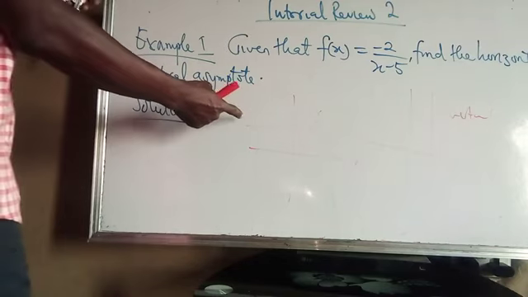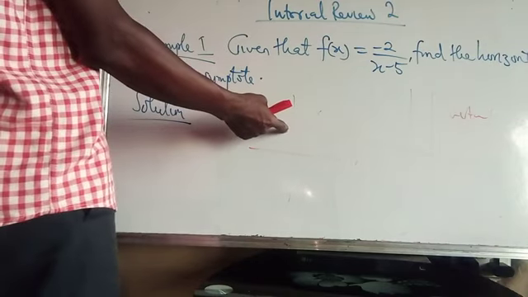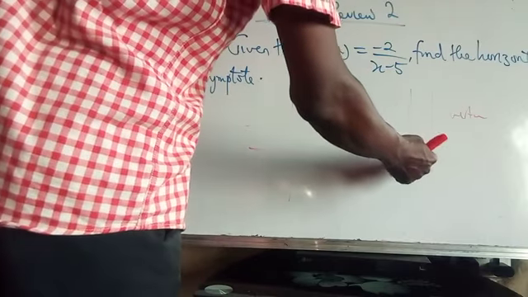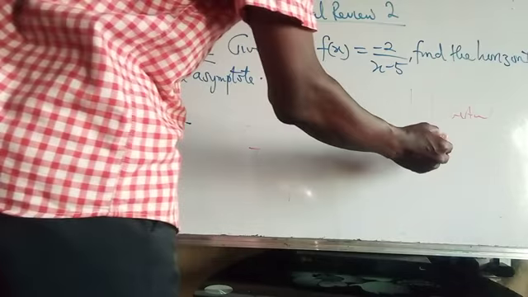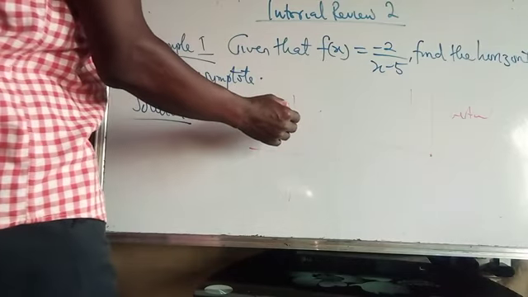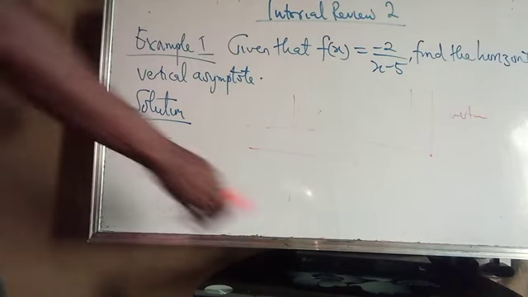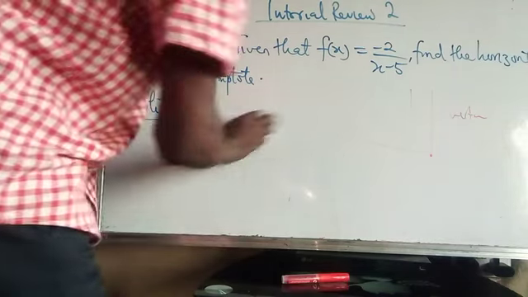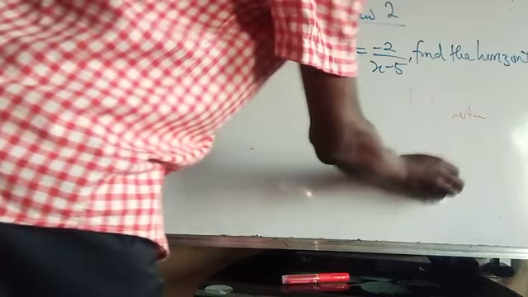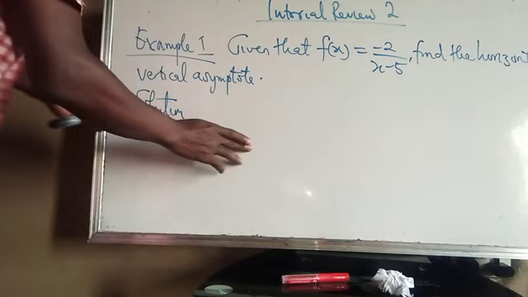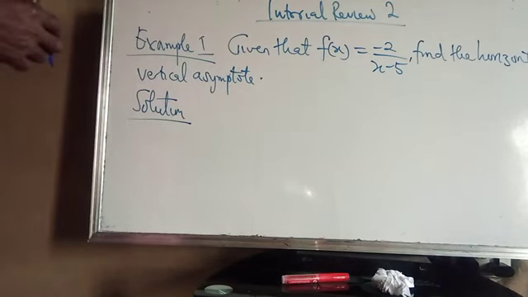When we are talking about horizontal asymptotes, we are talking about the value of y. When we are talking about vertical asymptotes, we are talking about the value of x, because the vertical asymptote is found along this line, and the horizontal asymptote is found along this line. Now, how do we practically find this? We look at the degree of the denominator and numerator.